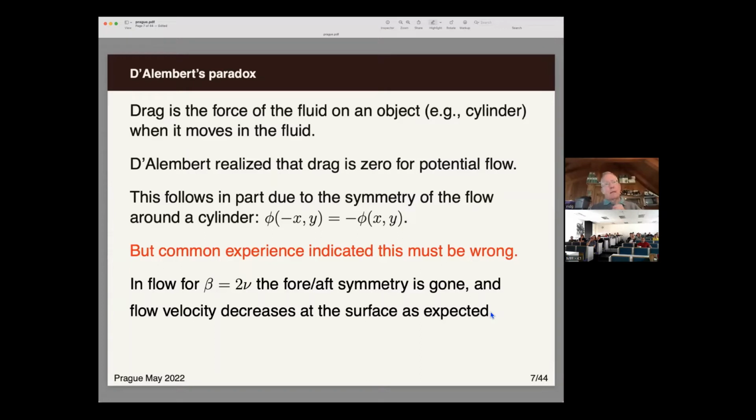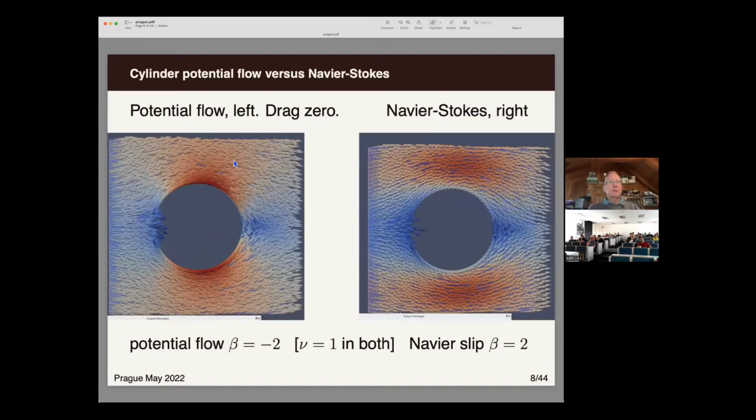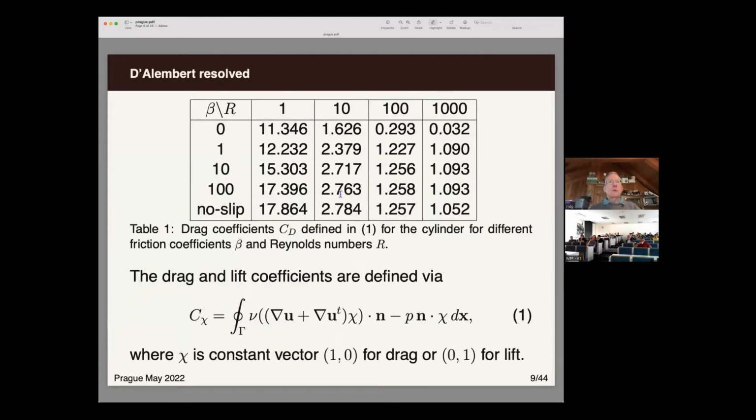So as we've seen through the computations, if you break that fore and aft symmetry, things look plausibly different. And so here again on the left is potential flow with drag 0. Here is the Navier-Stokes solution on the right. And now let's ask the question, what's the drag here? So we'll come to that. So here it is. Here's the table of drag coefficients for different Reynolds numbers.